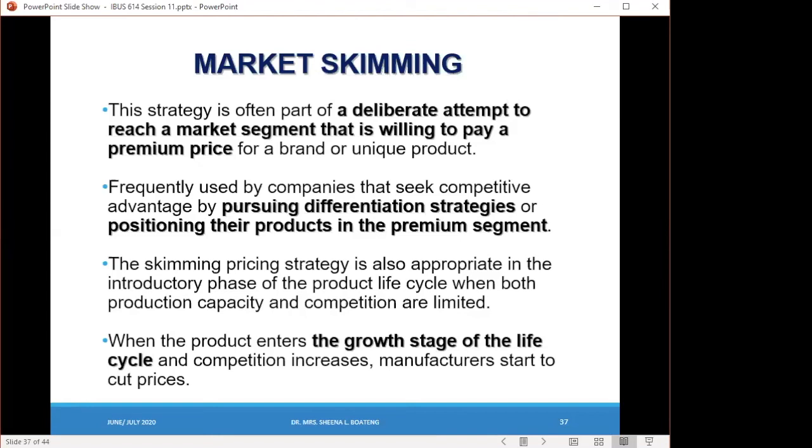You're welcome. So, for instance, a typical way of knowing when market skimming is appropriate is by using the product life cycle. And as marketers, we always say market skimming is appropriate when the product is in its introduction stage. When the product is in its growth stage and competition is increasing, you cut prices. But when you have introduced the product fresh and there are limited consumers and limited competition, that is when you introduce the market skimming approach.